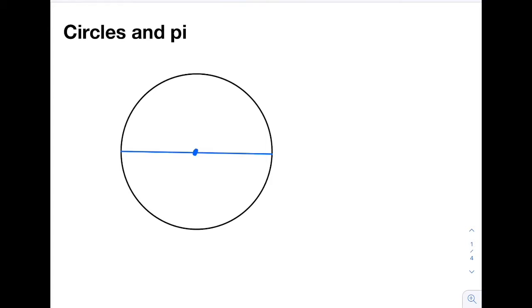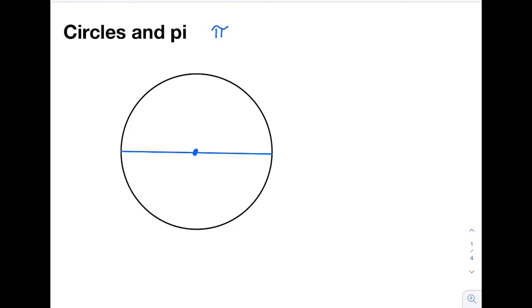In this video, we'll be talking about circles and the number pi. We usually represent the number pi with the symbol for the Greek letter pi. To relate circles to pi, we're going to look at two different measurements on the circle. We'll look at the circumference and the diameter.